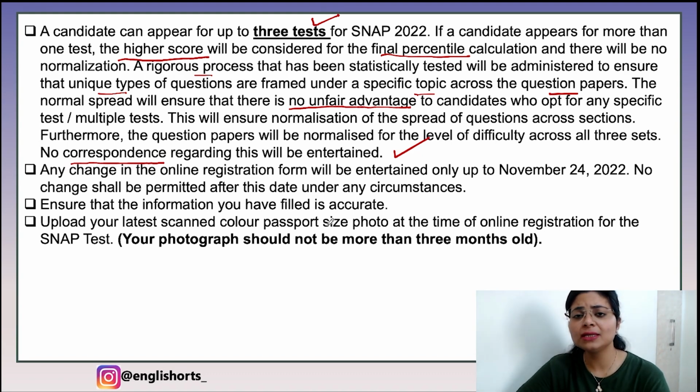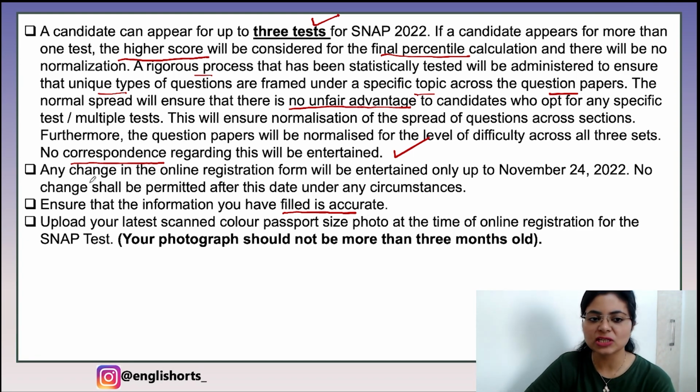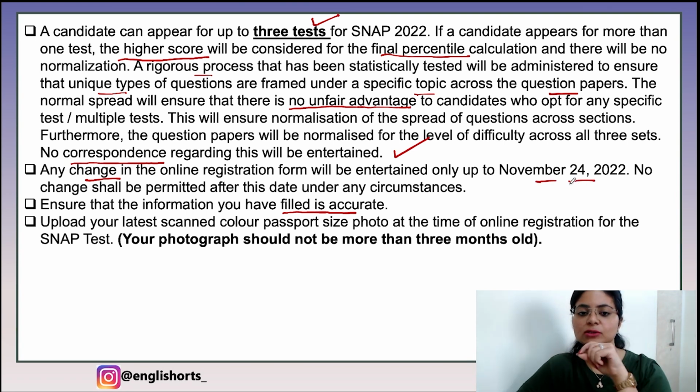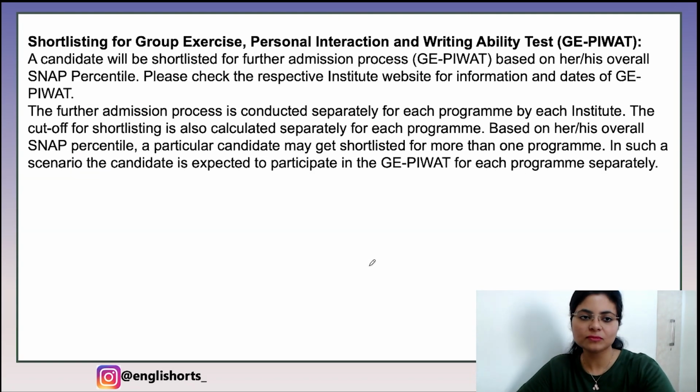You should not be making any mistakes while filling your form, because if the information that you filled in is not accurate and you want to make any changes, then it's a hassle, and that can also be done only till 24th of November. Only after that, no changes can be made in your form. Okay. Also, please remember that the passport size photograph that you're using in the form should not be more than 3 months old. Ye nahi ki aap apna 4 saal purana passport photograph laga rahe hain. All right.